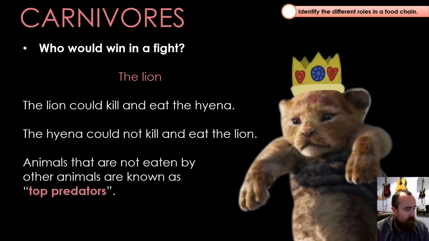Now, animals that aren't eaten by other animals, we call them top predators. They're the top of the food chain, the king of the jungle, whatever you want to call them. Top predators would be the term that we'd use to describe them there. So lions we would describe as being top predators. There aren't very many top predators. Polar bears we'd probably call top predators. Tigers we'd probably call top predators. In the examples we've given so far, though, lions would be the top predators.